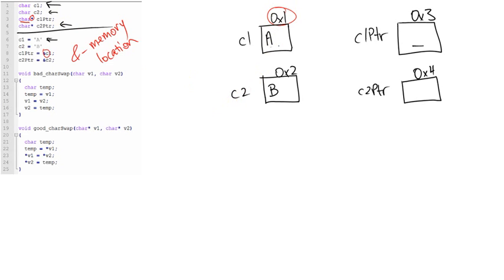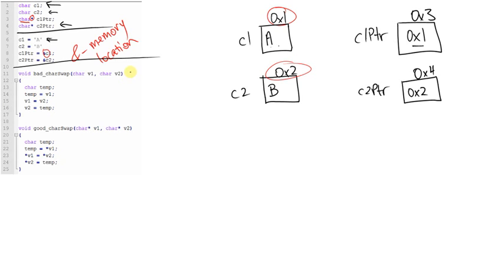And in our example, C1 exists at 0x1. So C1 pointer is going to be 0x1. And then similarly for C2 pointer, it's the memory location of C2. So C2 exists at 0x2. So what we put here is 0x2. So that's all it really comes down to. Each variable, no matter what type it has, exists somewhere in memory and it has a value.